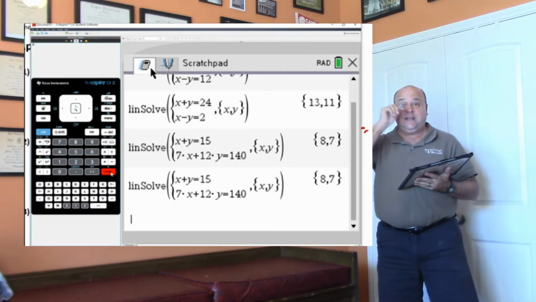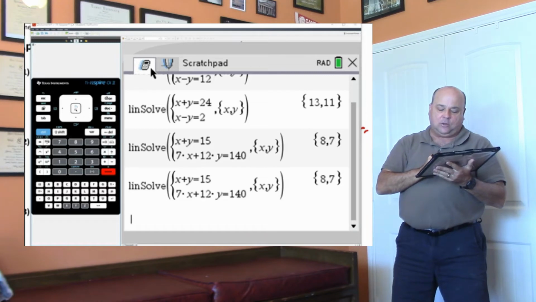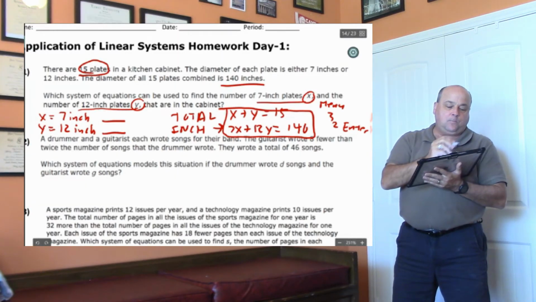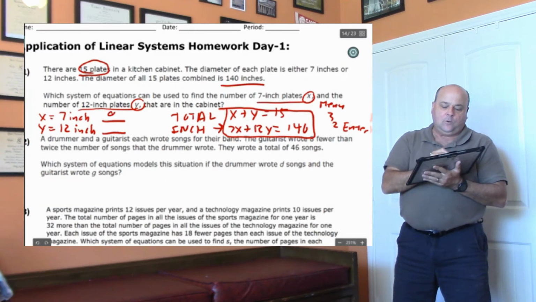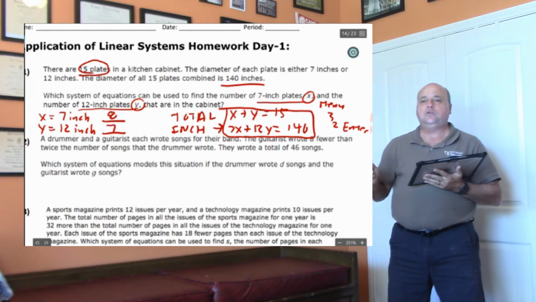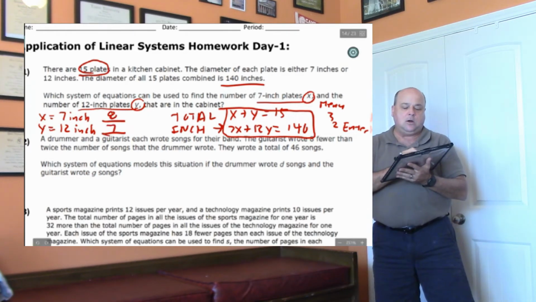So we have 8 and 7 will work. Let's go back to the worksheet, and we are going to put in 8 for the 7-inch plates and 7 for the 12-inch plates. That would be our answer right here.